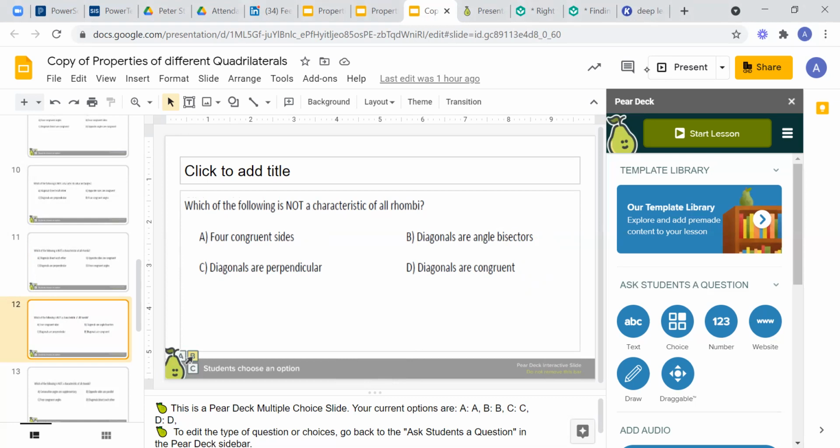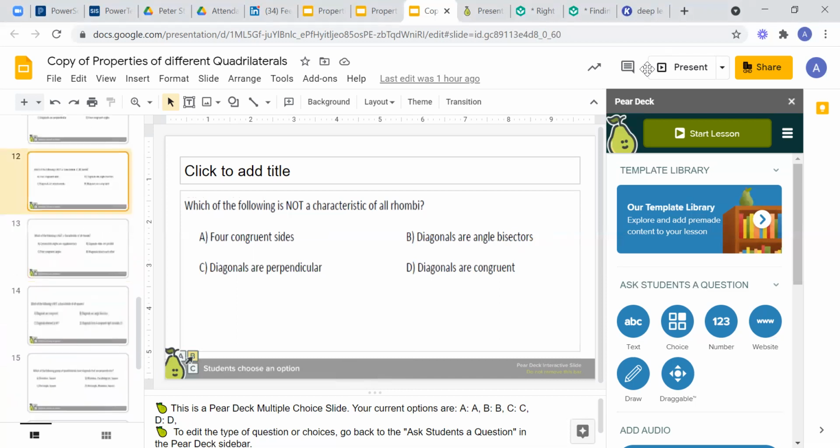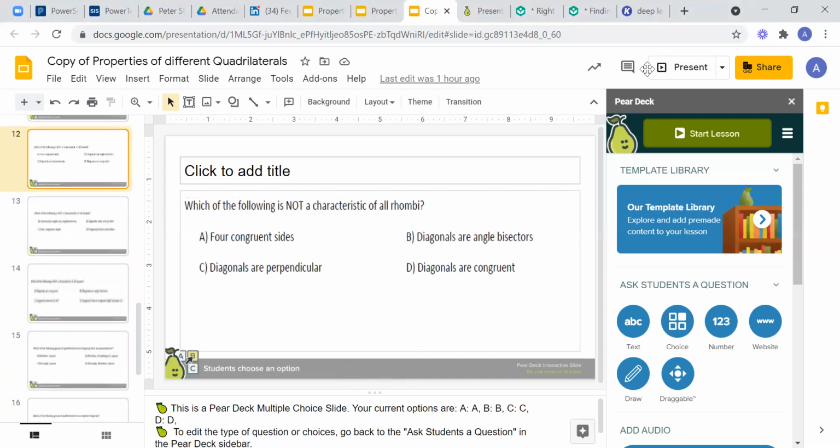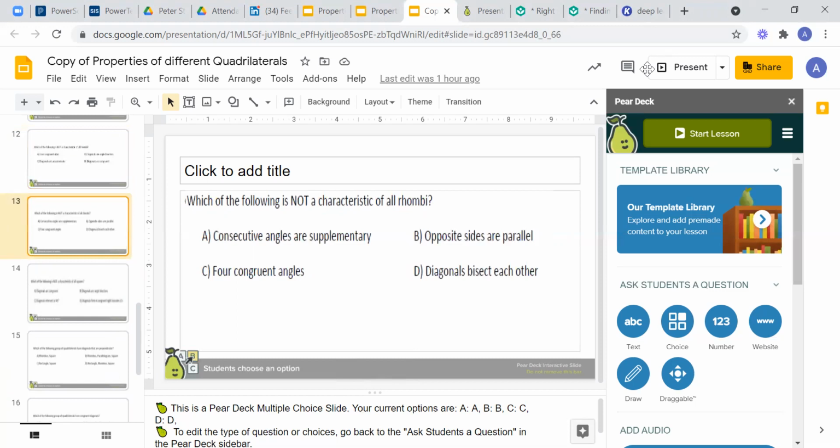D? Okay, because in D, then Tyler is right. The wrong answer is diagonals are congruent, whereas diagonals are not congruent. Only diagonals are perpendicular. The sides are congruent and diagonals are angle bisectors, okay? So D is wrong here. The next slide.